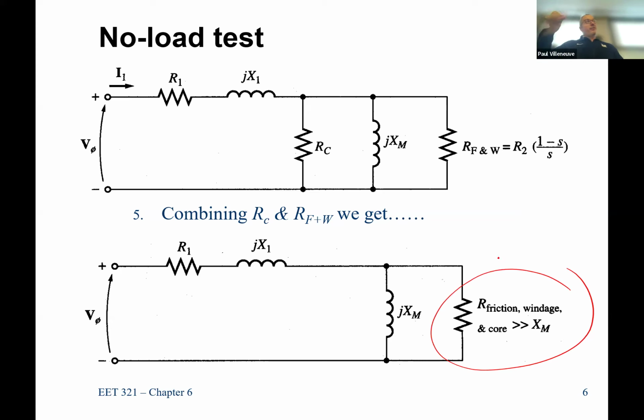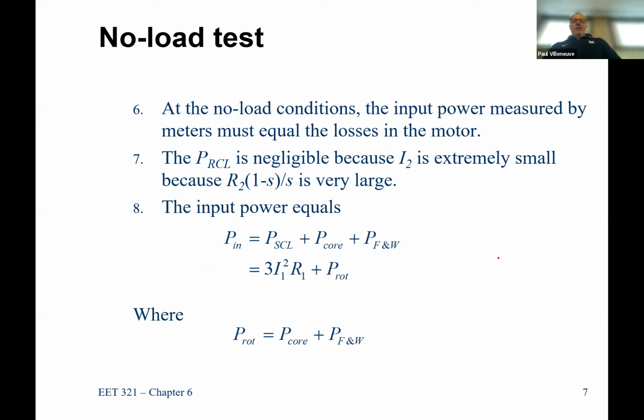Okay? So if we move our core losses into our friction and windage losses, we end up with this. R1 plus friction and windage and some core losses. Okay? So all the input power has to be consumed by the losses in the motor, plus the copper losses and the friction and windage losses. We're going to ignore any rotor copper loss because, again, that R2 times 1 minus S over S is essentially negligible. So our input power is going to be our stator copper losses plus our rotational losses.